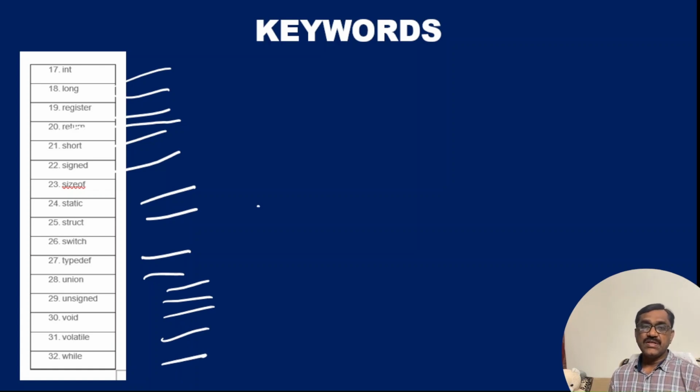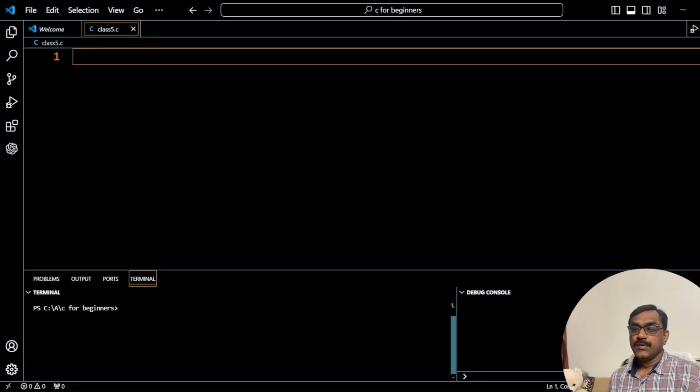So after completing the keywords, next we are going to see the execution of more C programs using VS Code. We go for VS Code. Now we will see the program.